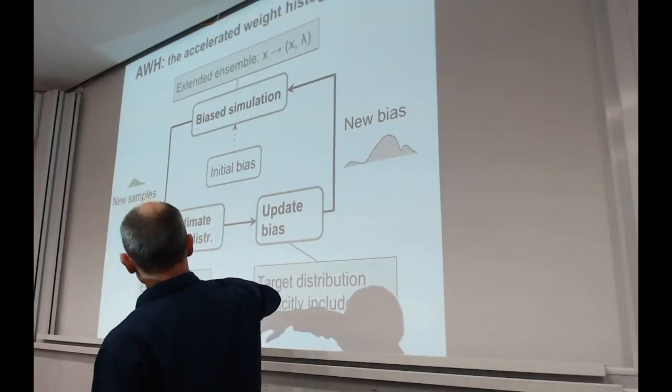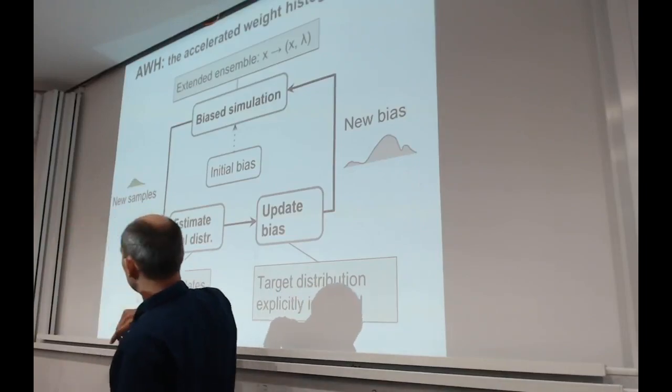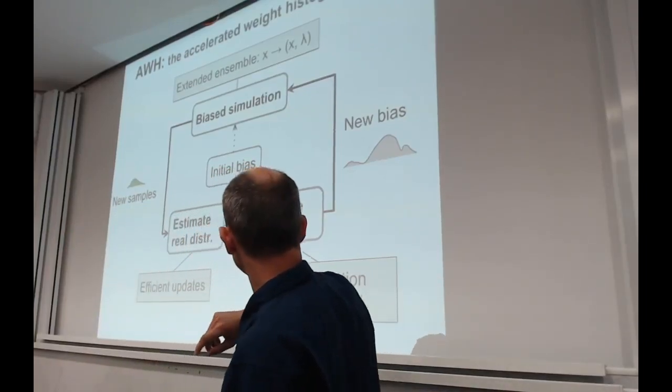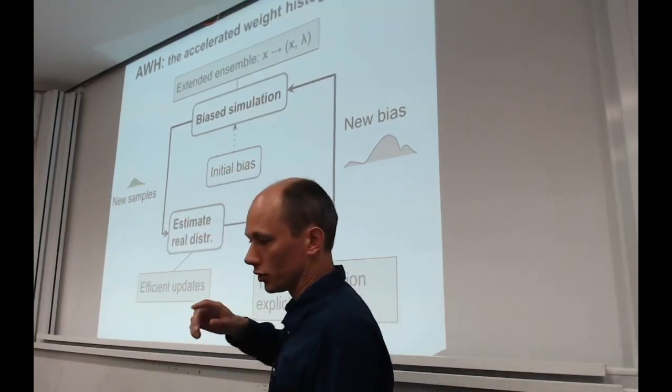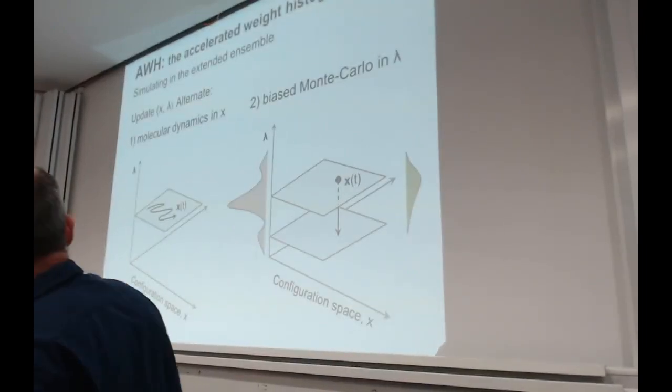But the elements here are that we use an efficient update scheme to estimate the distribution and to update, and we explicitly include the target distribution, as said. So I can't go into much detail of the method here. I'll just quickly show how it works.